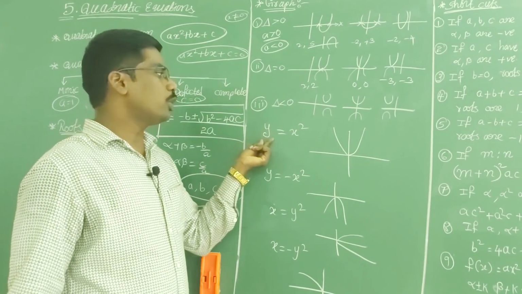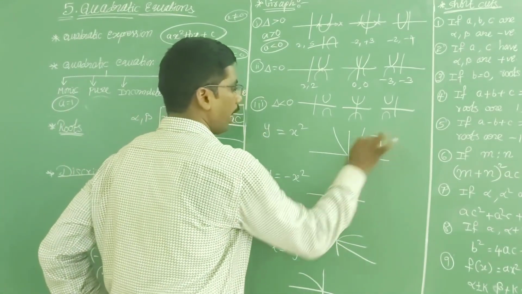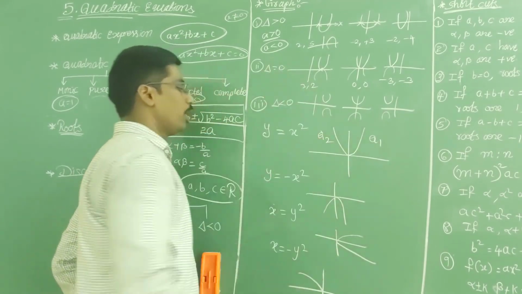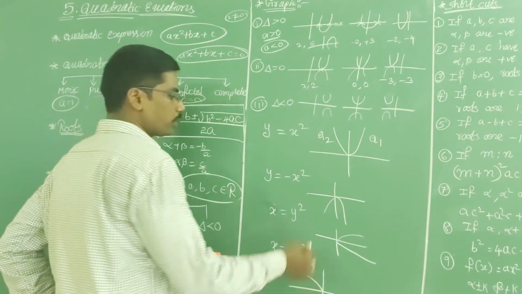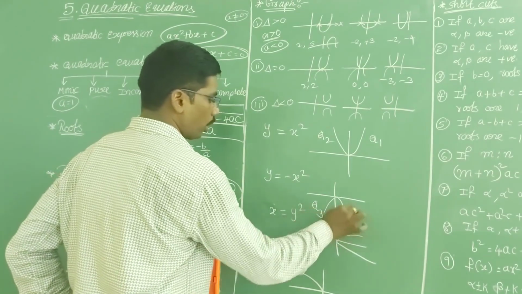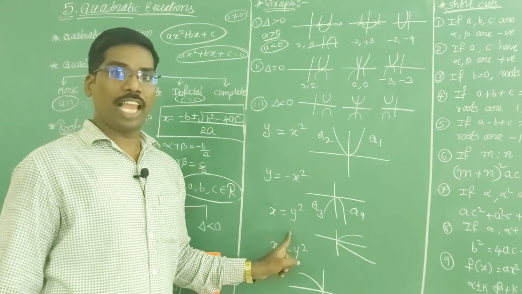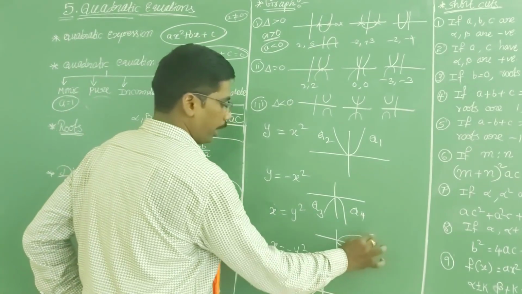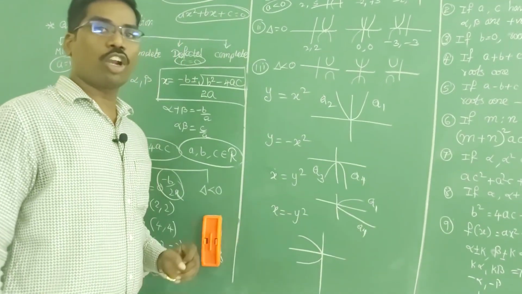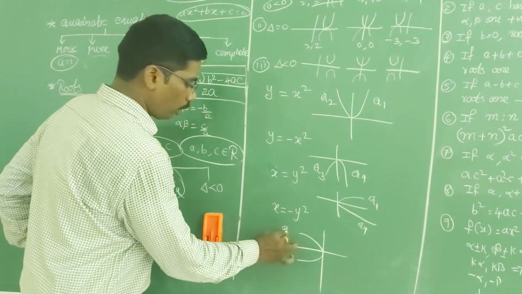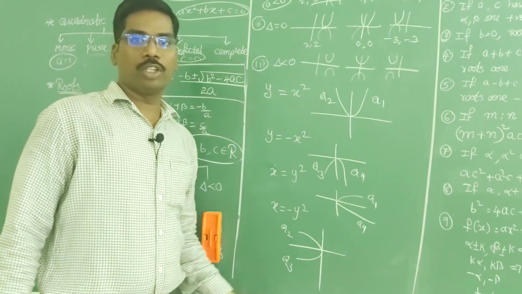They may ask: y is equal to x square graph lies in the first quadrant and second quadrant. y is equal to minus x square graph lies in the third quadrant and fourth quadrant. x is equal to y square graph lies in the first quadrant and fourth quadrant. x is equal to minus y square graph lies in the second quadrant and third quadrant. So they may ask like this, so you have to remember.